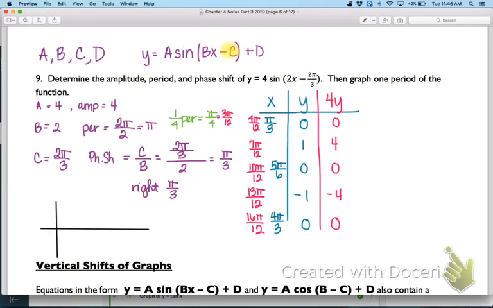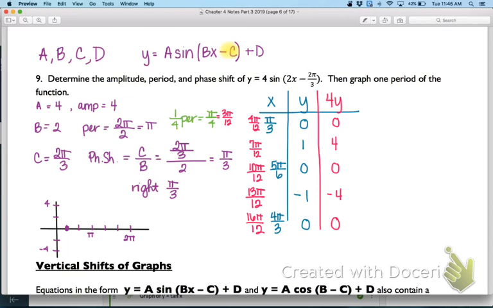Let's see here. We've got to go up to 4, so we'll call this 4. We'll call this -4. And then we're going to start counting on pi thirds. I think pi thirds is a good one to count by. So we have 1 pi thirds, 2 pi thirds, 3 pi thirds, which is pi, 4 pi thirds, 5 pi thirds, 6 pi thirds, which is 2 pi. So pi thirds, 0 is our first ordered pair.